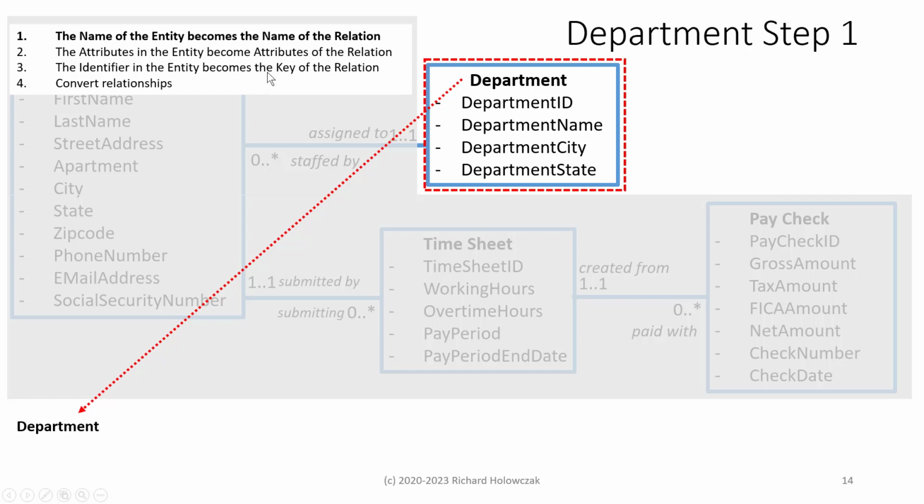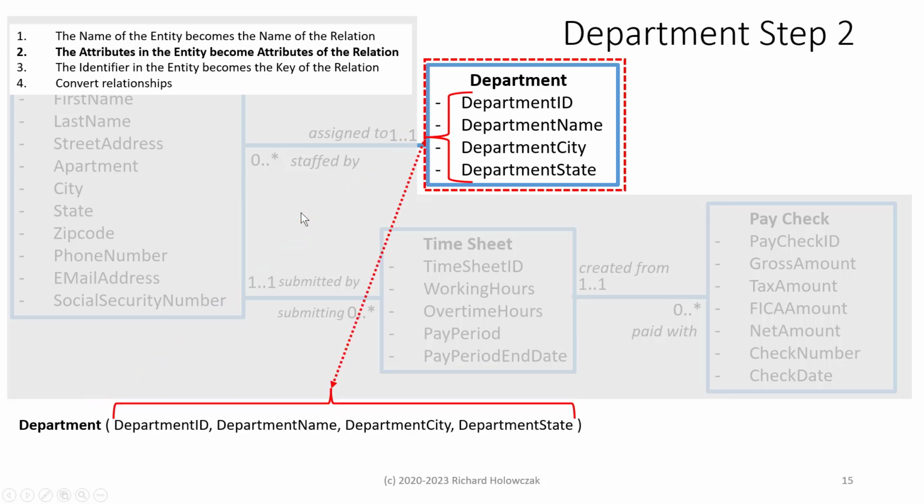The first step, the name of the entity department becomes the name of the relation. So we simply just write it out on a line here. The next step, all of the attributes of the entity will become attributes of the relation. And if it looks like we've just taken our entity and laid it down on its side, you would be correct. That's pretty much what we're doing. Just take everything that's inside here and copy it out in the relation.